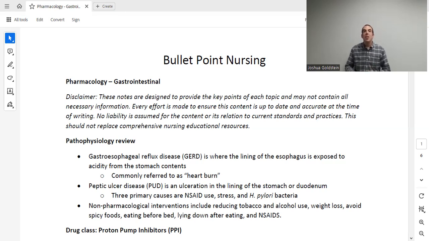So today we're going to be talking about gastrointestinal pharmacology, and there's a whole bunch of drugs we're going to cover. The first diseases we're going to talk about are GERD and PUD. So let's start with a little bit of a pathophysiology review. GERD, also known as gastroesophageal reflux disease, is where the lining of the esophagus is exposed to the acidity in the stomach. So let's back up a second.